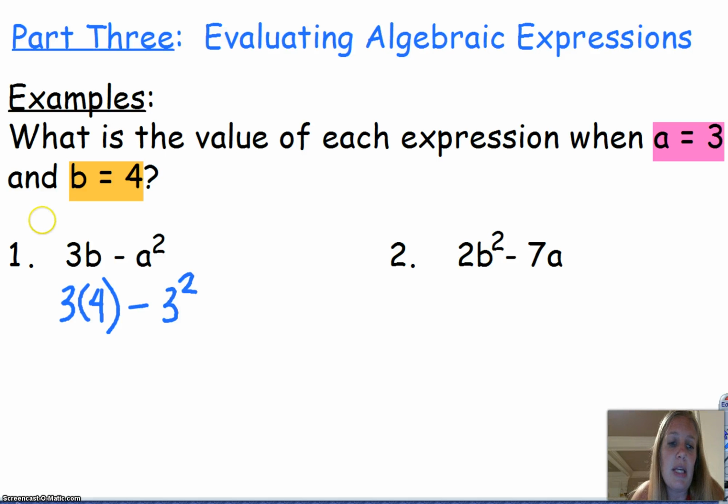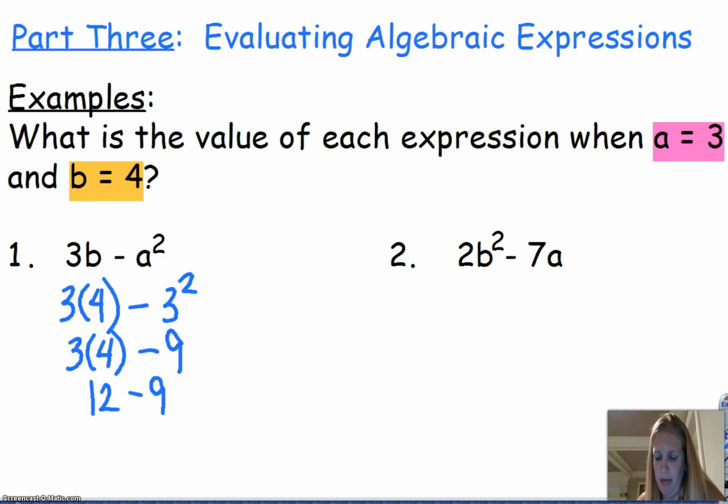I see exponents, so I bring this down. This just means multiplication over here. Just because it has parentheses, that just means multiplication. 3 times 3 is 9. Now I do multiplication, 12. 12 minus 9, and that should be 3. And that's your answer. Okay, I'm going to leave number 2 for you to do.